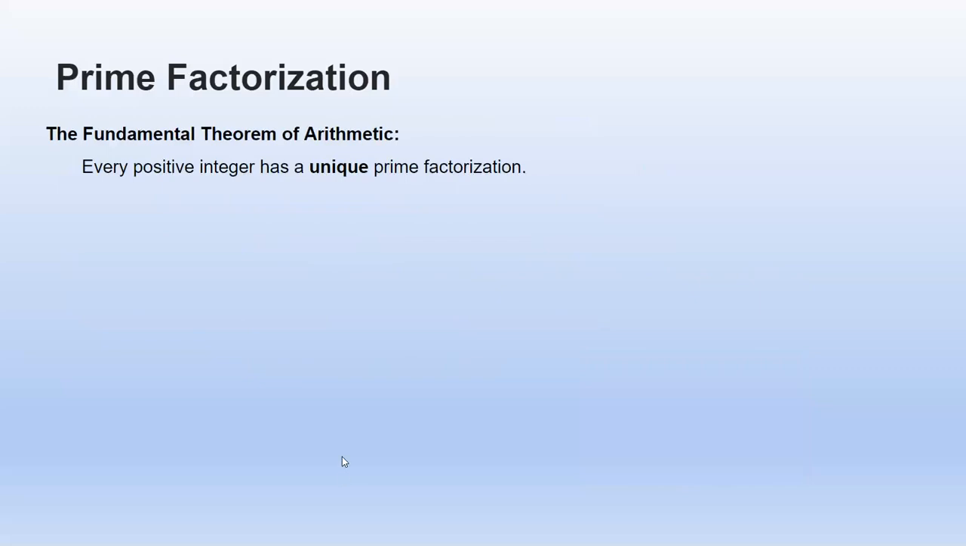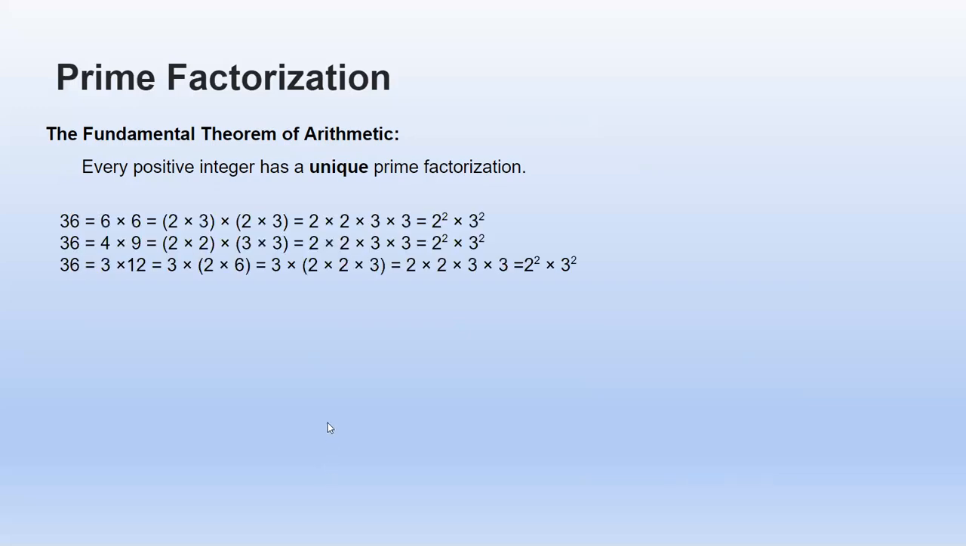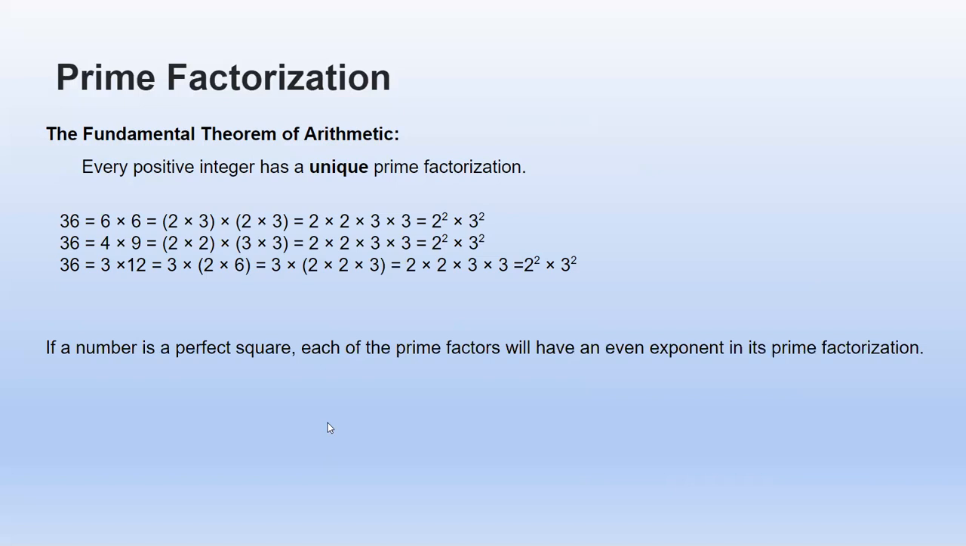There's a theorem called the fundamental theorem of arithmetic, which states that every positive integer has a unique prime factorization. So every integer has only one prime factorization, and each prime factorization only represents one integer. As you can see, no matter how you prime factorize 36, you always end up with 2 squared times 3 squared. Also, if a number is a perfect square, each of the prime factors will have an even exponent in its prime factorization.